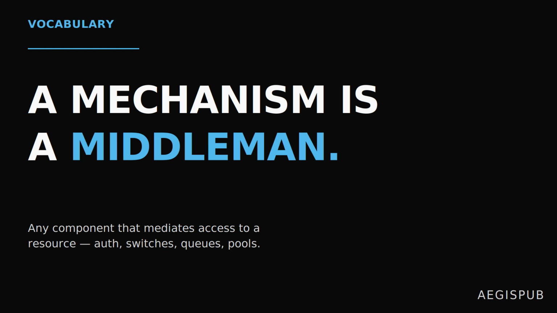What all of these have in common is that they sit between a user or a process and the thing that user or process wants to reach. They're the middlemen of system access. The principle says: minimize the number of these middlemen that are shared across different users or processes.